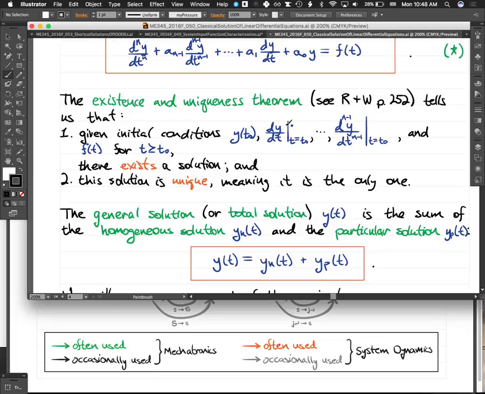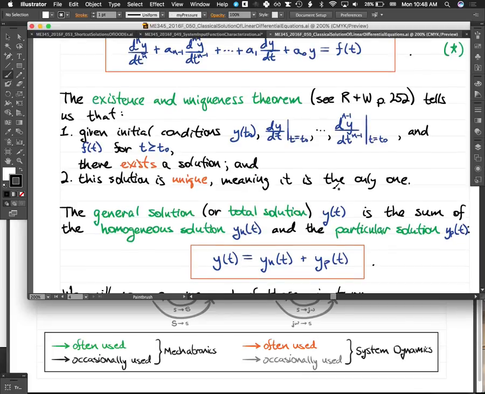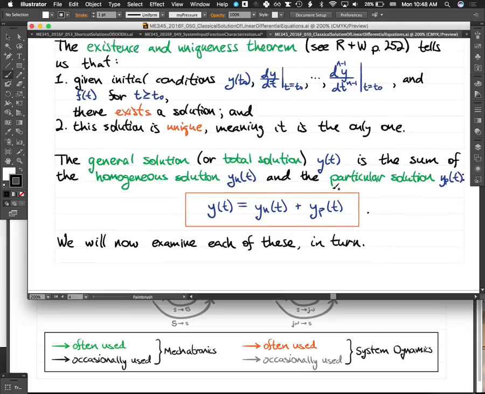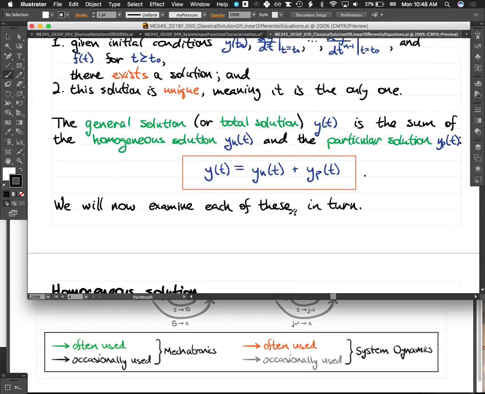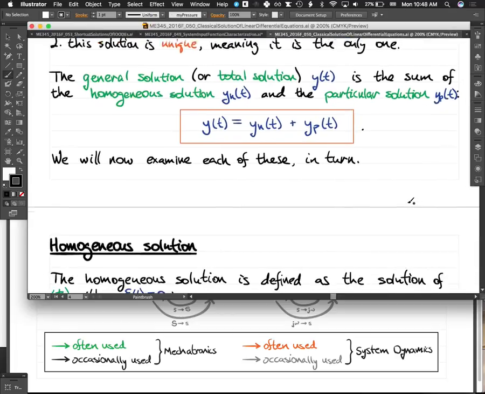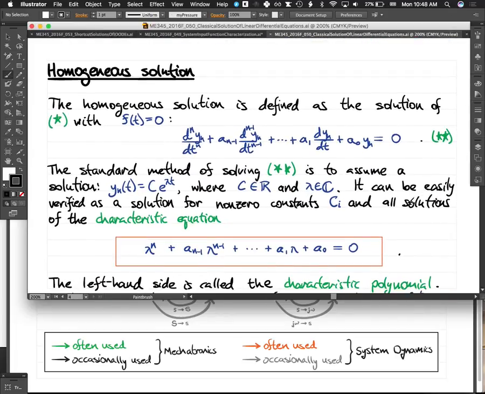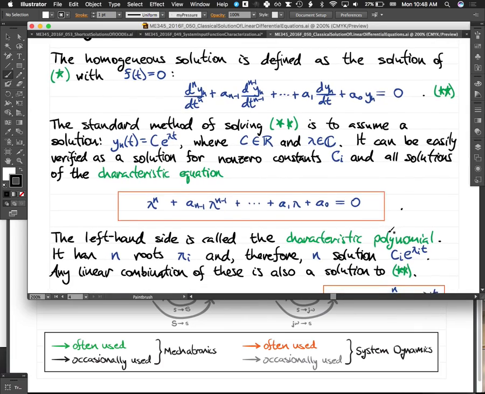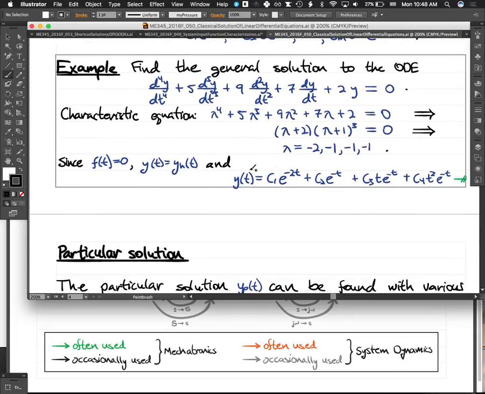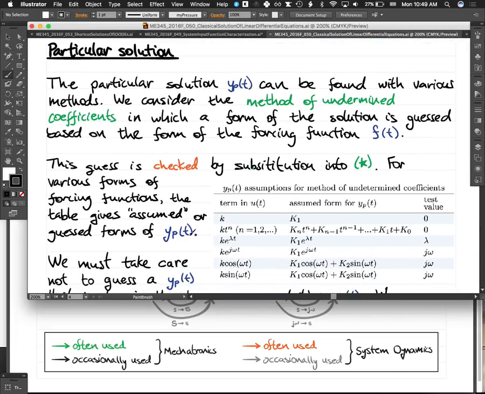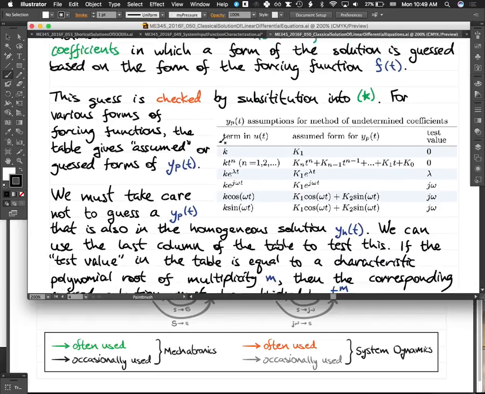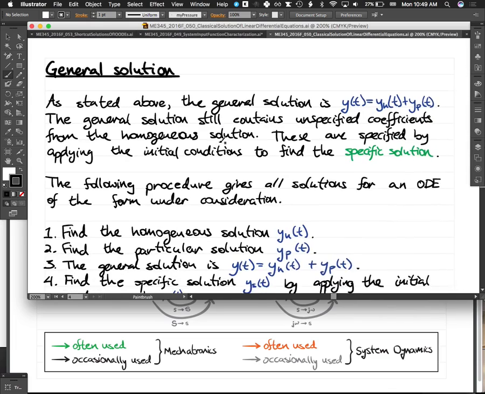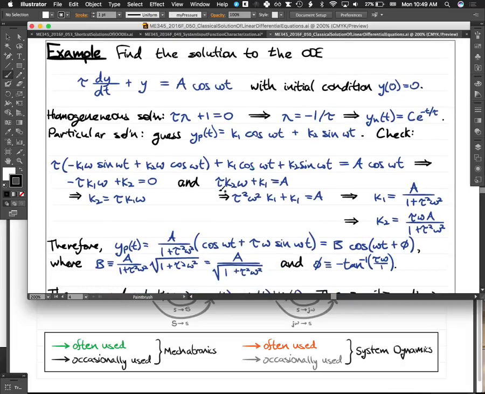Now, I go through the existence and uniqueness theorem, which says that given this, a solution exists, and it's unique, meaning there's only one. So you can't say that there are other answers to it. There are not. It also says that you can come up with a general or total solution by summing the homogeneous and particular solutions. Yeah, I know, right? Shocking. It goes through how to do the homogeneous solution, and even gives you a nice little example. For a particular solution, we're using the method of undetermined coefficients. Here's how to do that. For the general solution, you add them together, and there's an example.